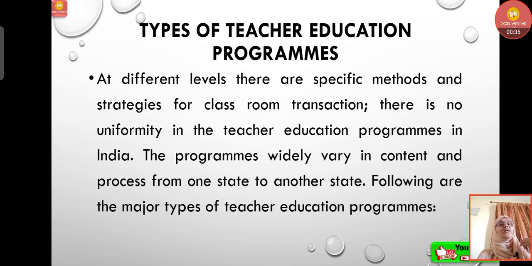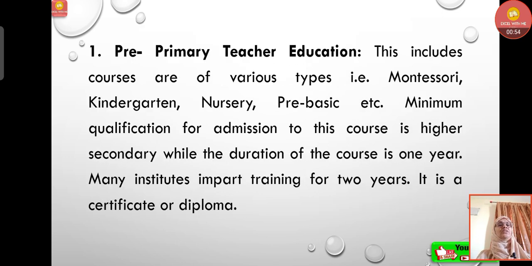At different levels, there are specific methods and strategies for classroom transaction. There is no uniformity in the teacher education programs in India. The programs widely vary in content and process from one state to another state. Following are the major types of teacher education programs.